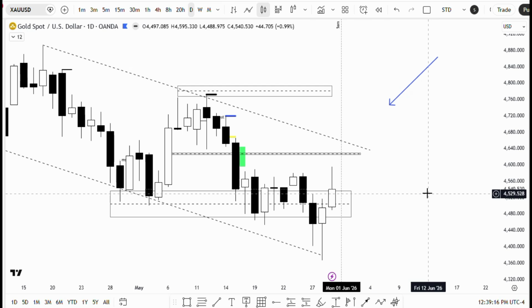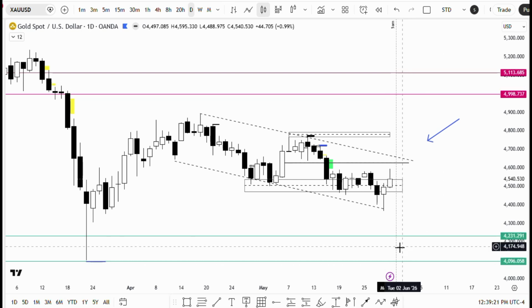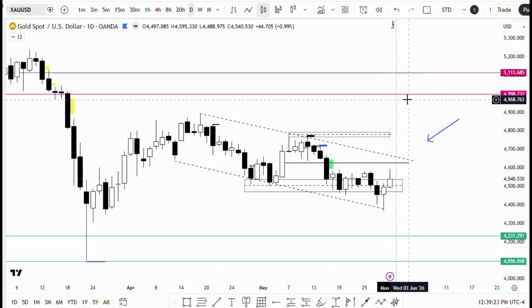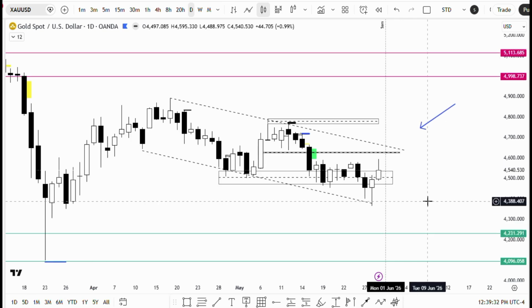The targets are still the same, they haven't changed. So above us, we have these red lines, and below us. Above us, the nearest level is 5,000, and below us, the closest level is 4,200. So that's pretty much it for next week.